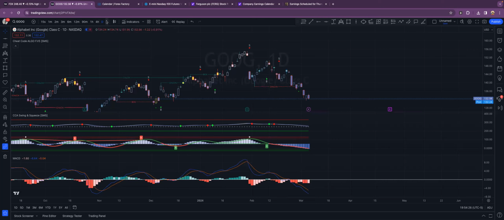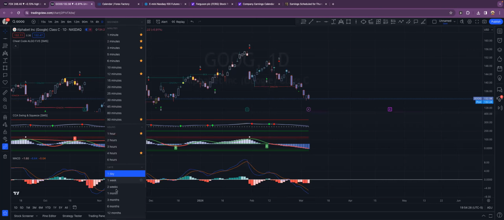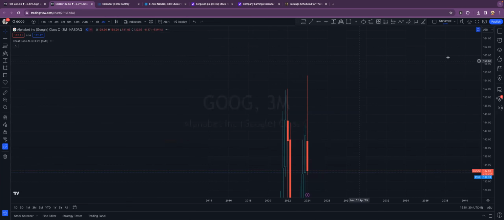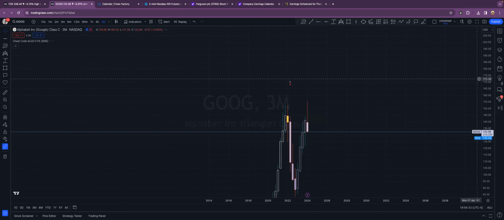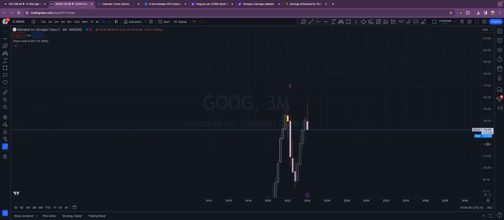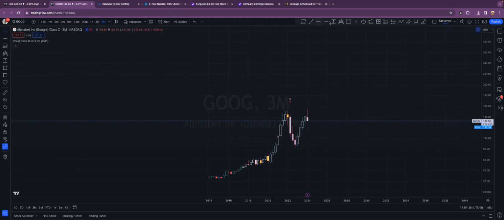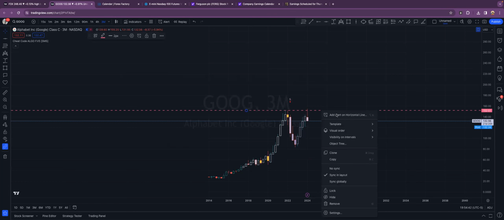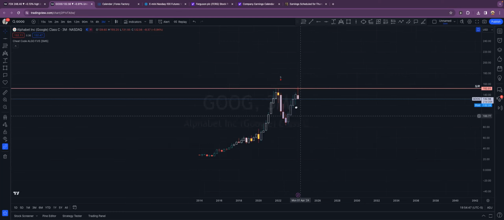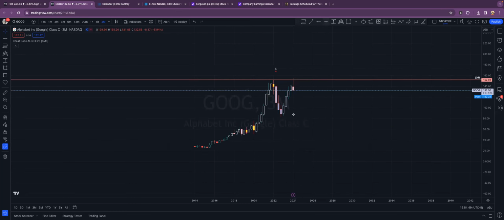Wait a second. Let's back out. Let's do some basic charting real quick. Is that what I think it is? Well, look, they put in a nice little double top on a 3-month chart. But we don't know what that is until it is what it is. Y'all keep your eye on this.